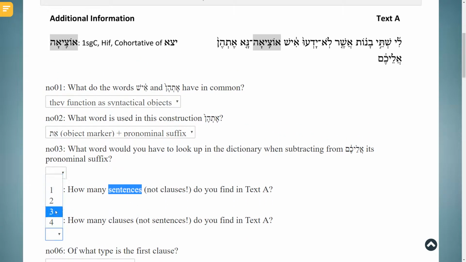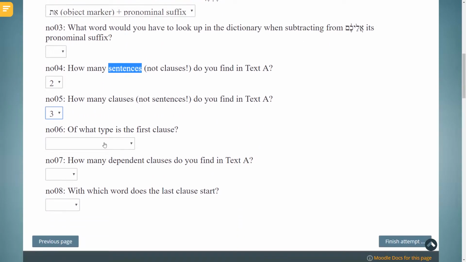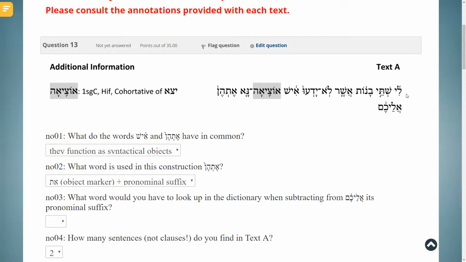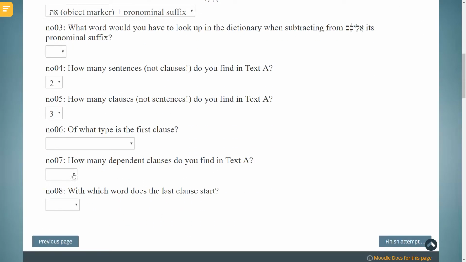How many clauses do you find in text A? Well, that would be 3, right? Because we have the relative clause in the first sentence. Of what type is the first clause? You see, it is a nominal clause or it is a verbal clause. Obviously, you have to understand what the difference between a verbal and a nominal clause is. Obviously, here we have a nominal clause.